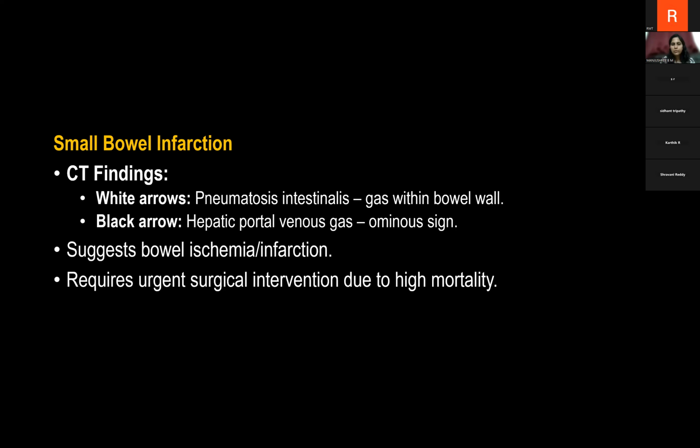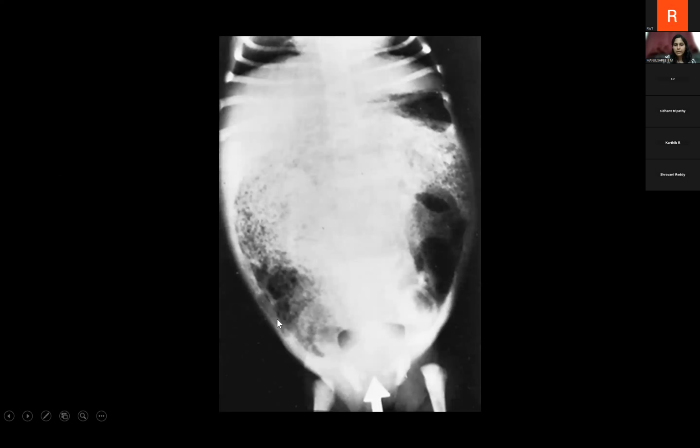So the white arrow is pneumatosis intestinalis, gas within the bowel wall, and the black arrow was hepatic portal venous gas, which is an ominous sign. It basically suggests bowel ischemia or infarction. It is an emergency condition, so it needs urgent surgical intervention. Okay, let's go to the next one.